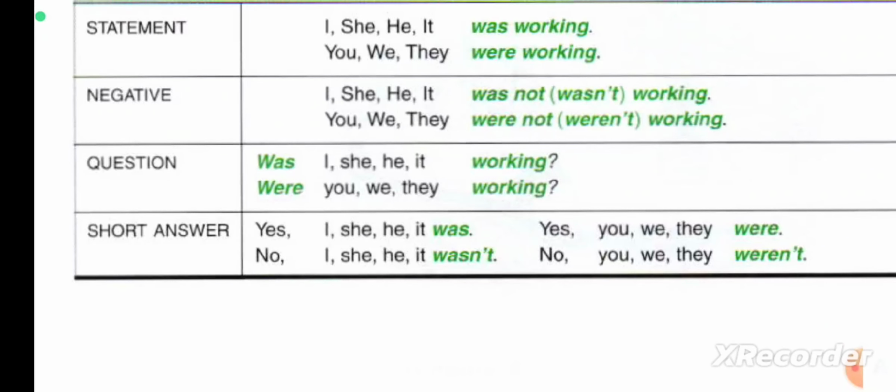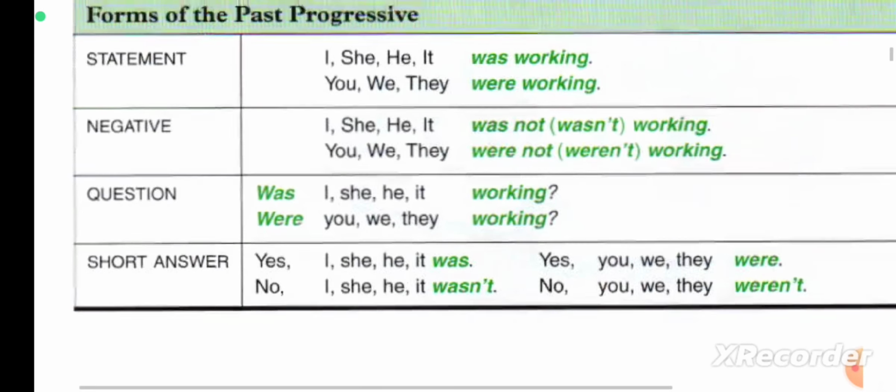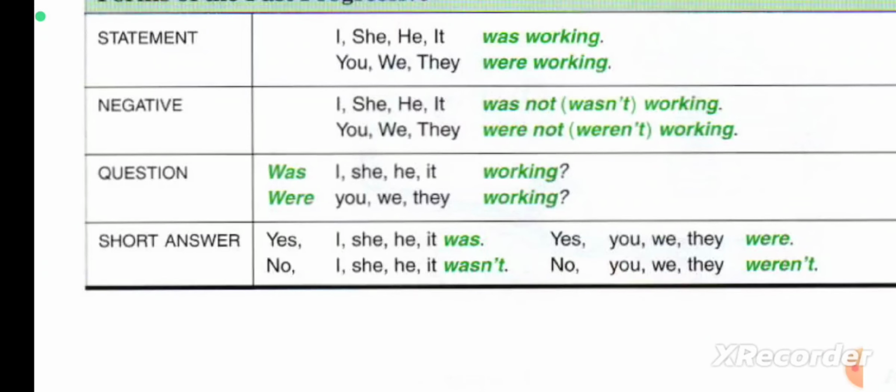Any question in English, if it is a yes-no question, should start with the helping verb. Here, the helping verb is was. As you see, we just start the question with the helping verb, and then we keep the order of the rest of the words as it is. Was I working? Was she working?